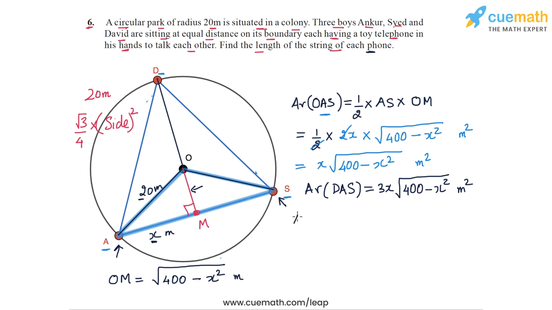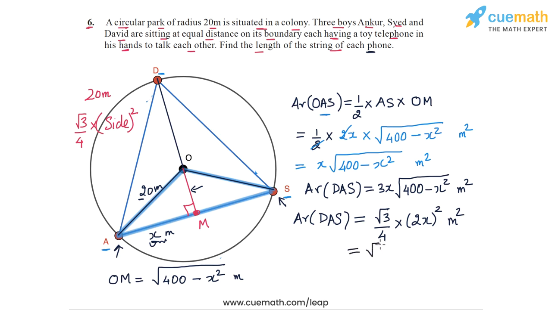So for the same triangle DAS, the equilateral triangle, we can write its area in a different way. We know that its side length is 2x meters because AM is x meters, so AS is 2x meters. So the side length of the equilateral triangle is 2x meters. So its area can also be written as root 3 by 4 into side square, so 2x square meter square.